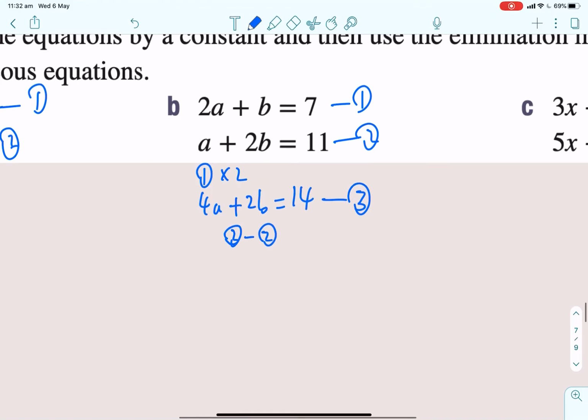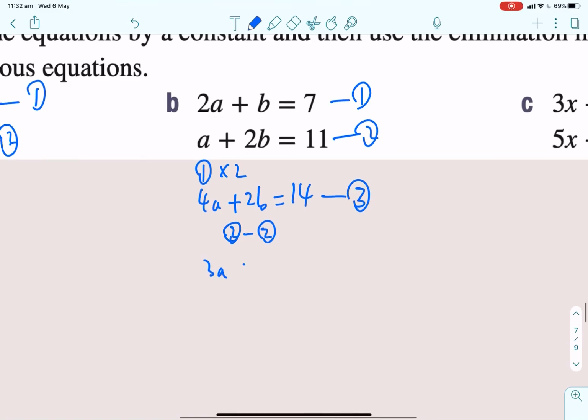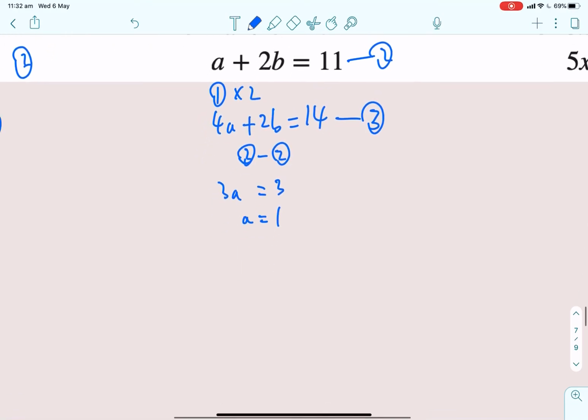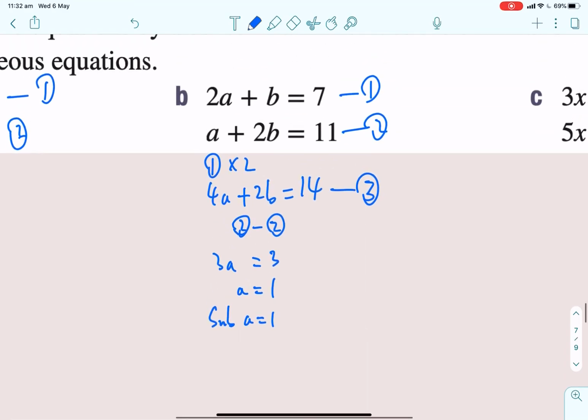Now 3 minus 2. So 4 minus 1 is 3a. These two cancel each other out. 14 minus 11 is 3, so we know a is 1. Easy. Now we substitute a equals 1 into the smallest one.